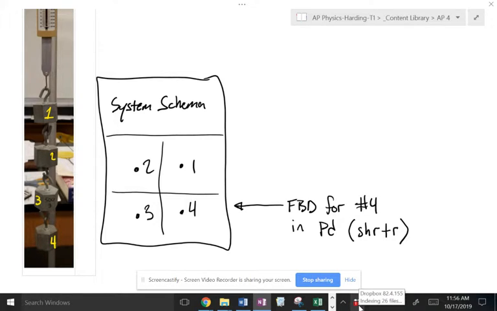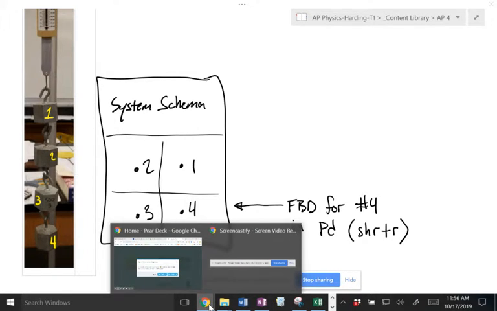So you're drawing a system schema and free body diagrams for everything. I'm asking for your free body diagram for number 4 in the pair deck as well. You say start with number 4 for the free body diagram. So it's like a system schema for the whole shebang, and then when you're doing the free body diagram, you start with 4 on the bottom. Draw that one first. I think that one's most reasonable, maybe.